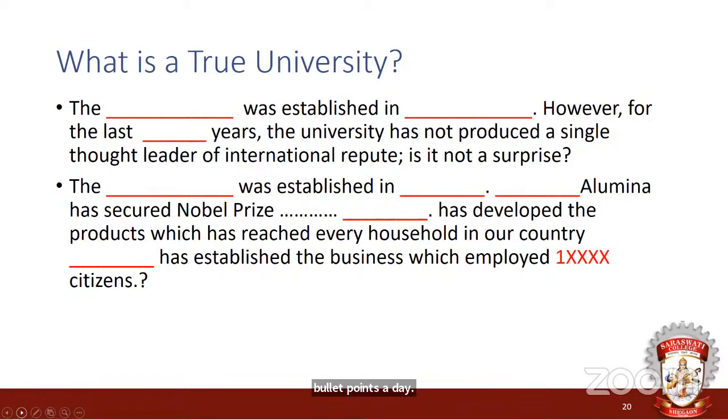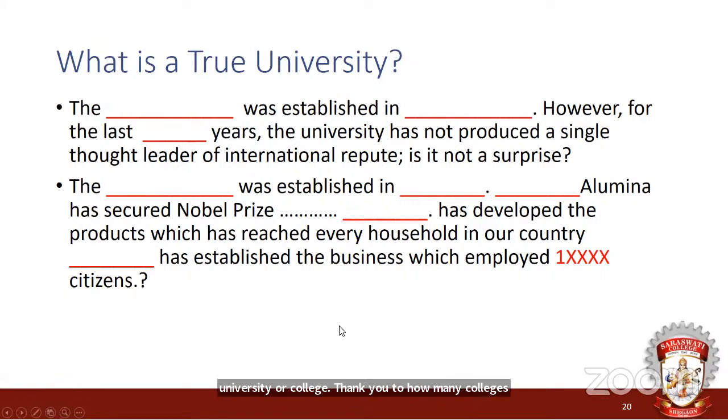Now, look at this sentence. There are two statements here. If you can, put the name of a university you are working with or know in India in the blank space. The college or university was established in the year of establishment. However, for the last, let's say, 20 years, the university has not produced a single thought leader of international repute. Is it not a surprise? Think yourself. I don't want to name the university or a college. Think yourself to how many colleges it holds true.